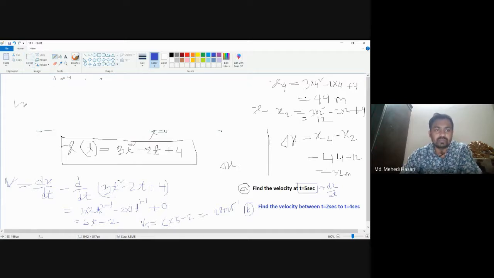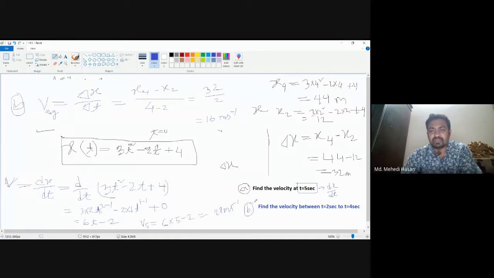Basically in case of question number b, the velocity, which is average velocity, we write down v average is equal to del x by del t. Okay, so here del x is x4 minus x2 divided by 4 minus 2. So in that case, you have to find x4 and x2. We already calculated this equation, which is x4 is 44 and x2 is 12, and the difference between these two is 32. So 32 divided by 2 is equal to 16. Okay, 16 meters per second.